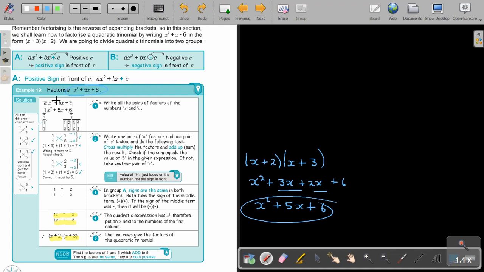And then what is a short way of remembering it? Find the factors of 1 and 6, which add up to 5. That's what we do. The signs are the same. They are both positive. That's just a summary of all of this. Okay, let's go to the next page.